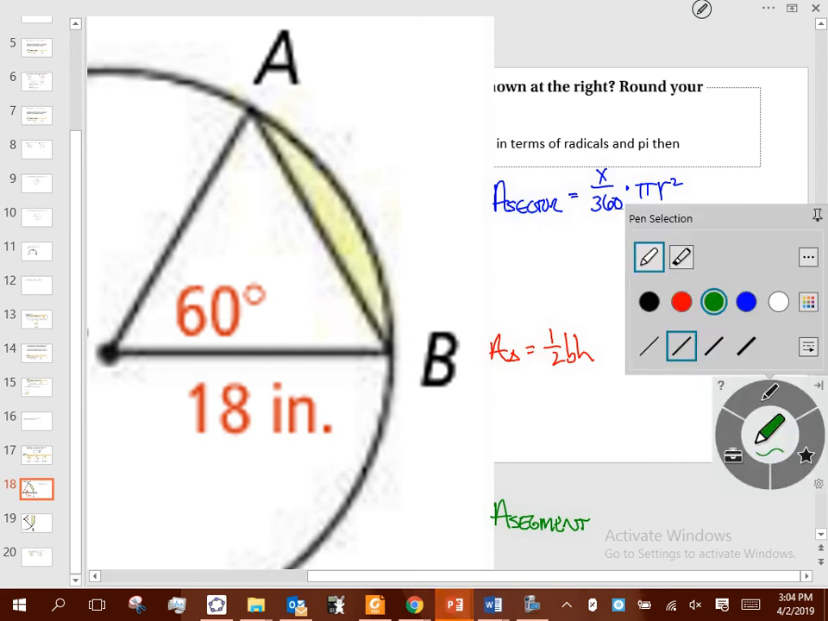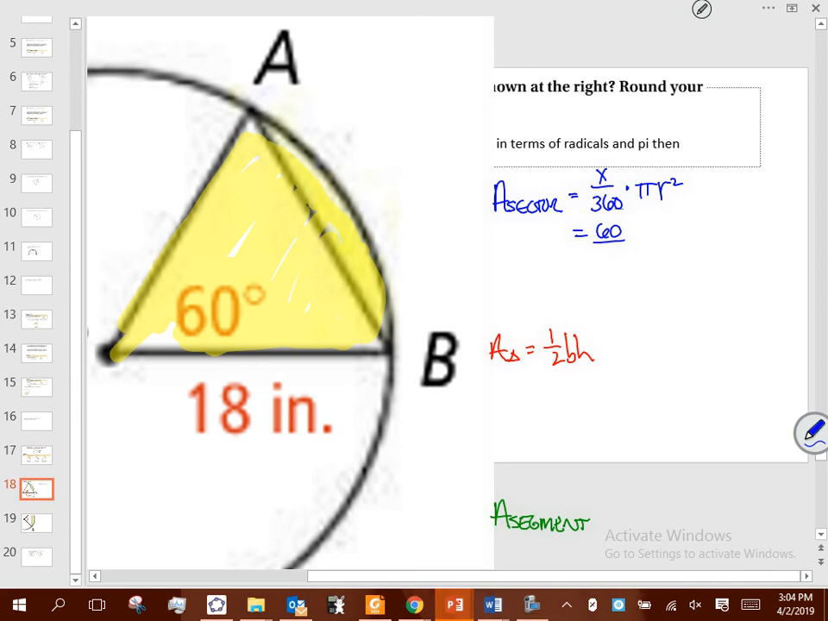Okay, so the sector, remember the sector is now everything that is yellow, right? Yes. Everything that is yellow. So what would X be in that problem if I'm looking at everything that is yellow? It'd be 60 over 360. Now, pi, what's R? 18. When I square 18, I get 324. Okay? What's 60 divided by 360? 1/6. Times pi times 324.